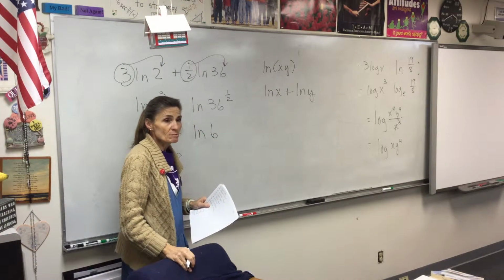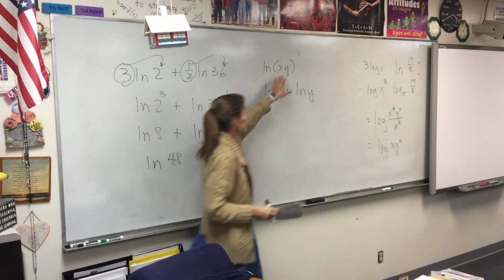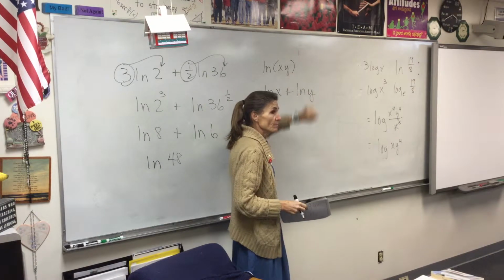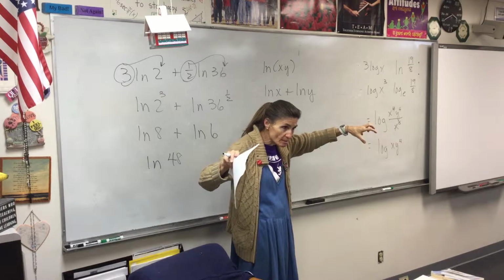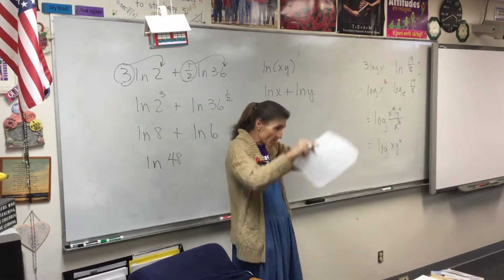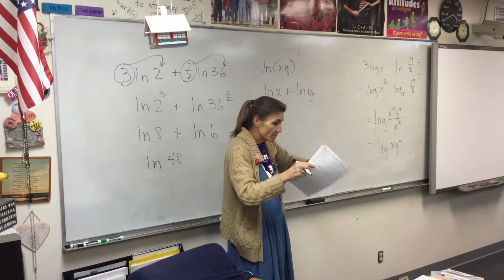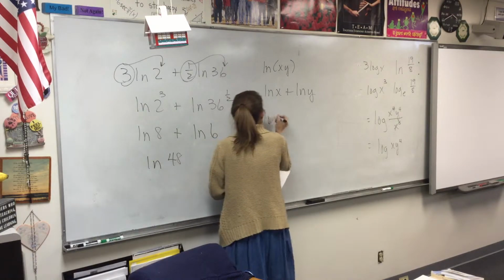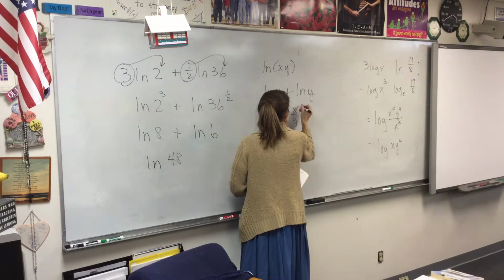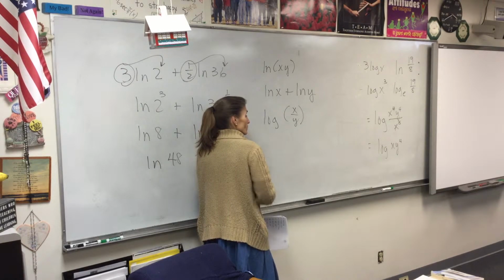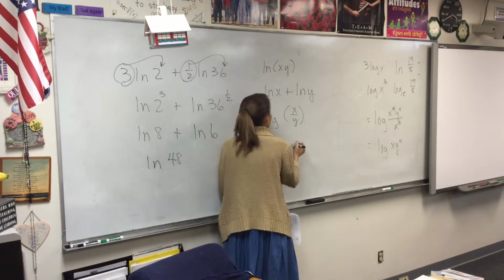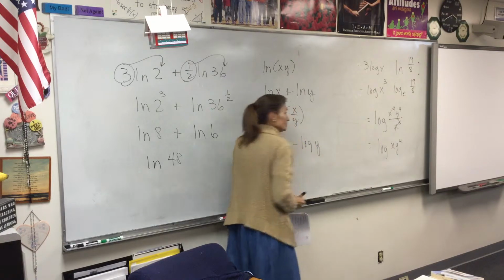How did he know to split it up that way? Because this is a multiply. And multiplies come apart as additions. And additions go together as multiplies. How about this one? Log x minus log y.